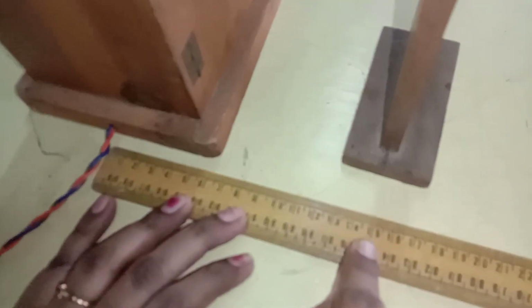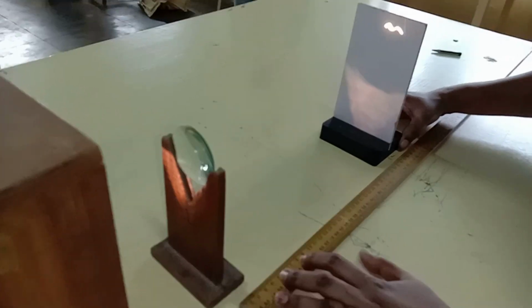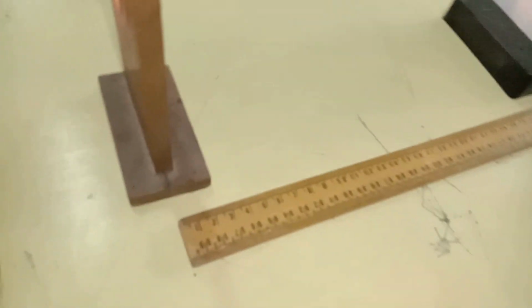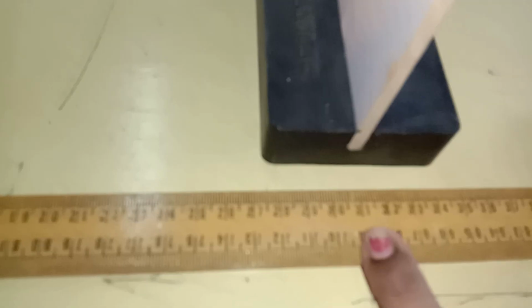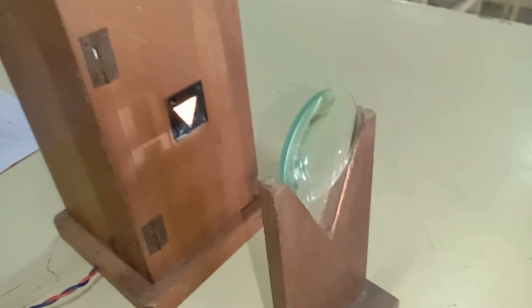Now we have to get a magnified image. So the U distance I am fixing as 15 centimeter. Now the screen is adjusted so that you get a magnified image. You have to adjust the screen till you get a magnified clear image. After that you measure the distance between the lens and the screen. And here the distance is 31 centimeter. Now tabulate it. Now move to the next set of reading where U is placed at a distance 17 centimeter.